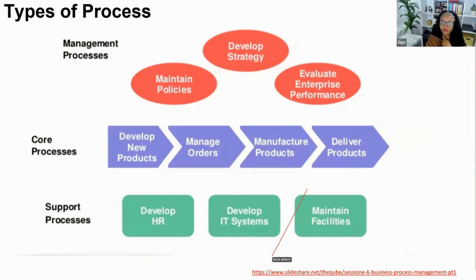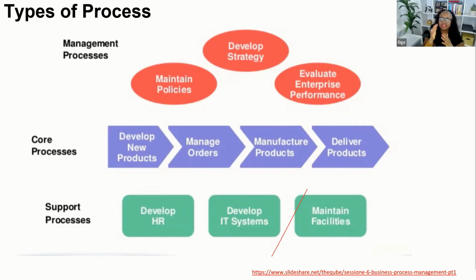For example, look at IT. For a company that is involved in developing software, yes, their core process might be software development. However, they need IT infrastructure in the organization to be able to effectively develop and deliver that software.